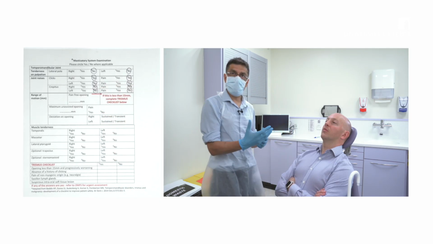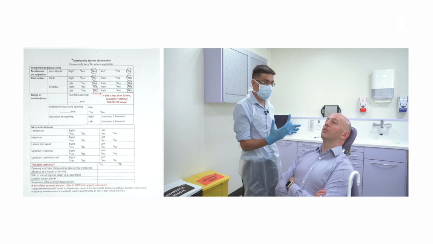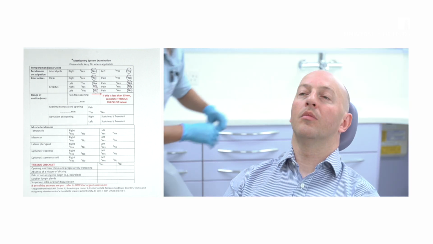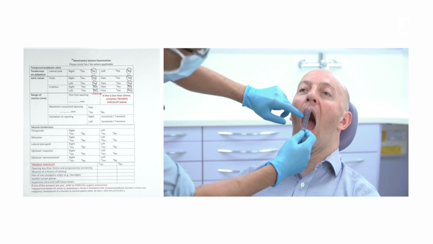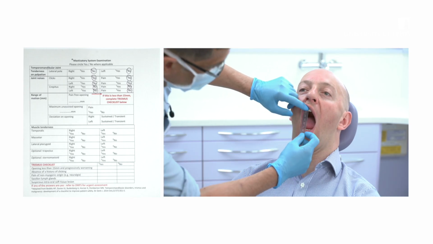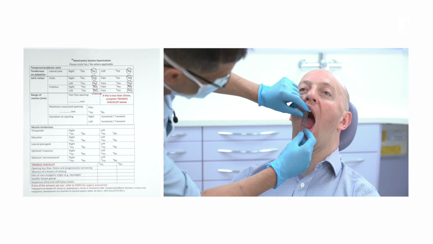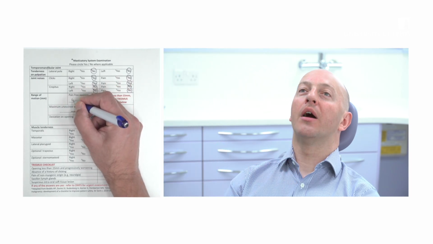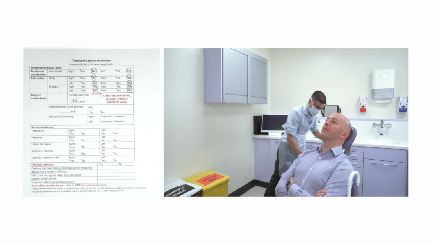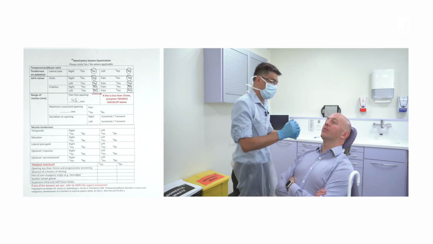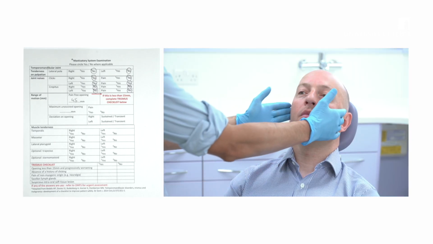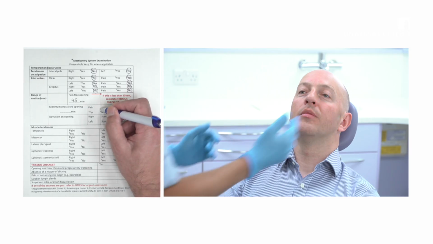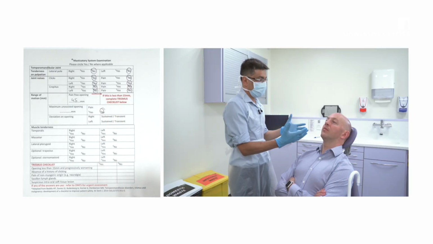In the next section of the checklist, we then assess the range of motion. So we get the patient to open wide and measure the maximum mouth opening using a ruler. Measure from incisor to incisor, and here you can see Richard has a mouth opening of 45 millimeters. We make a record of that in the checklist, and we assess whether there's pain on opening and closing, like this.